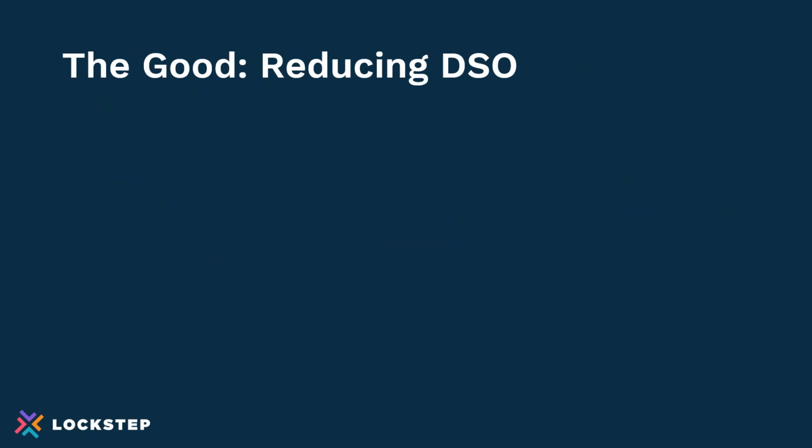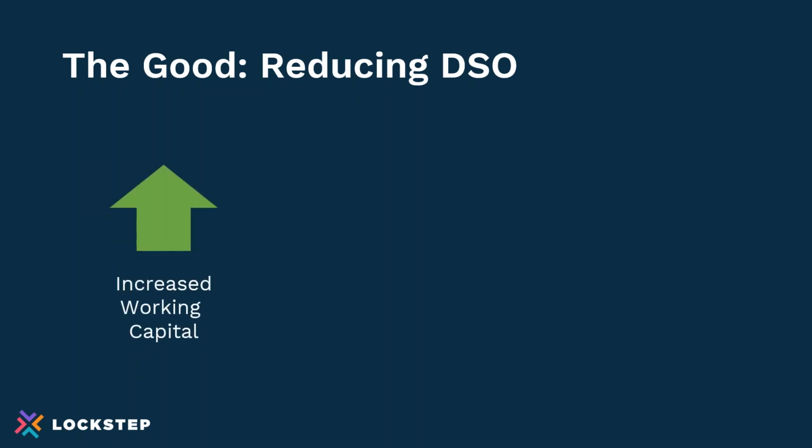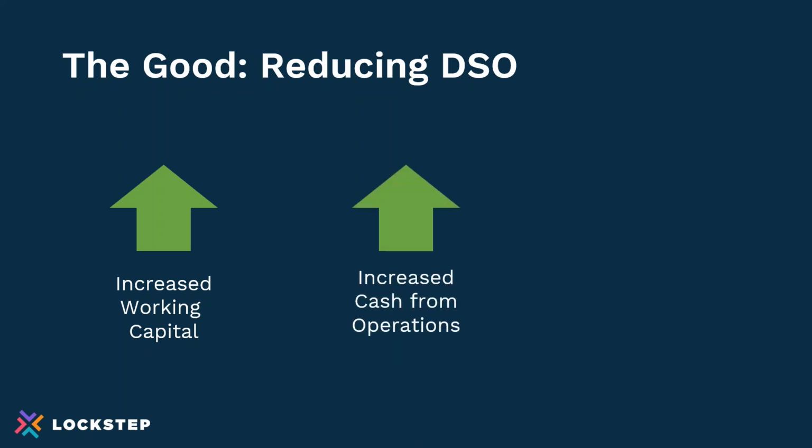So reducing DSO is good. As we said, it increases your bank balance, which means you have more working capital to invest in the business. That working capital also increases your cash from operations by essentially reducing the interest expense or increasing your interest income. What we also witness is that reducing DSO always increases operational efficiency in the form of freed up staff time. So there's a lot of benefits for tackling this. Obviously the cash flow, but we'll get into the freed up staff time as well and where that time can be better spent.